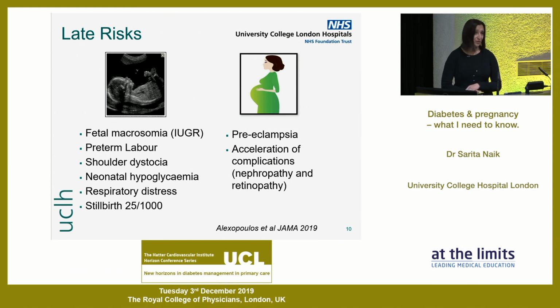We see more respiratory distress, so those babies are more likely to go to the neonatal unit. But the issue that we worry about really is stillbirth, and that's still high, about 25 in 1,000 births. But we deliver babies much earlier for women with type 1 and type 2 diabetes to try and prevent that happening. And I think for women in our unit, it's about 37 weeks is the average time that we deliver their babies.